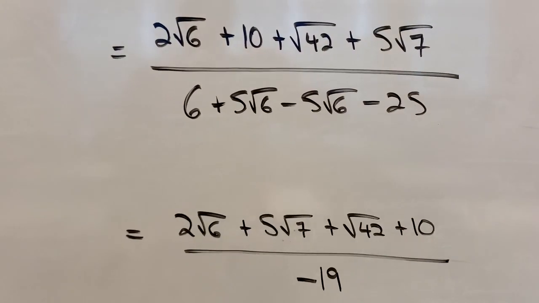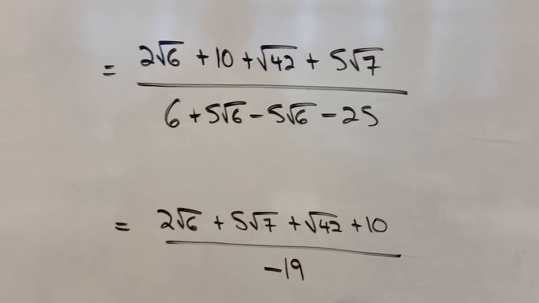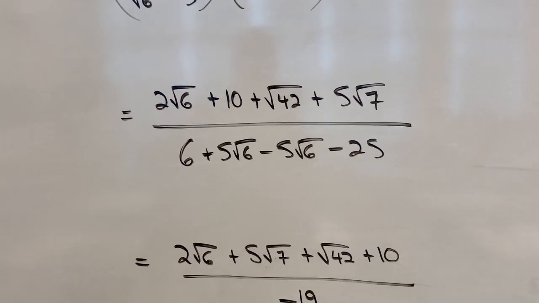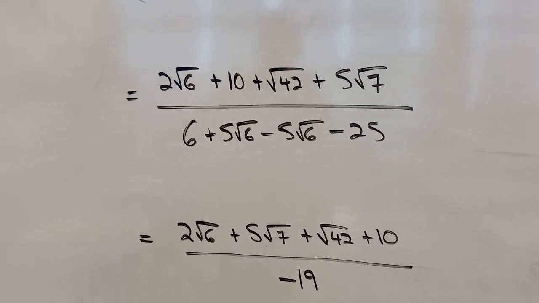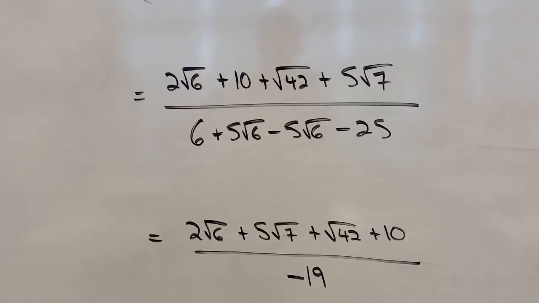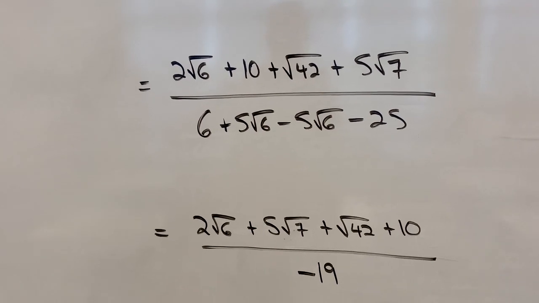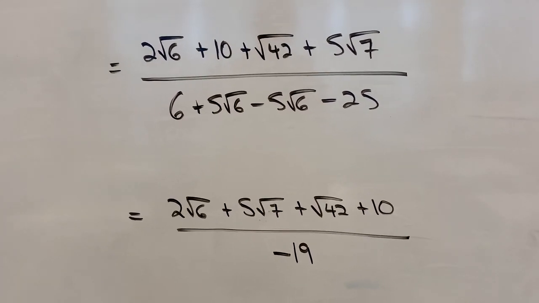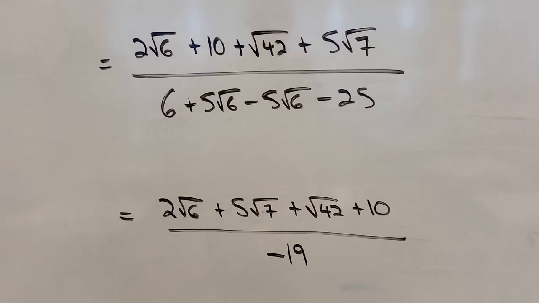The numerator, nothing great happens there. I wrote it in a different order, but you don't even have to do that. 2 root 6, 5 root 7, root 42, and 10 can't be put together. They can't be reduced, they can't be simplified, and so our final answer just looks something like that. But the good news is that it does have a rational denominator, which means you've done your job.